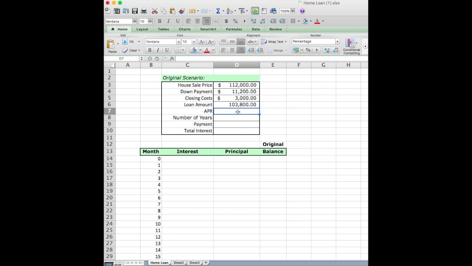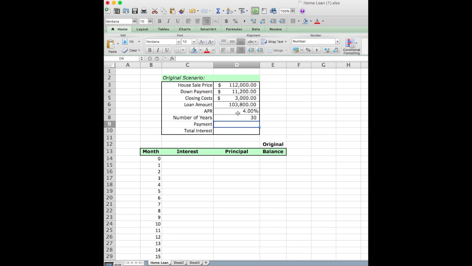For the APR, that's the interest rates. In our scenario, we qualified for 4% interest rate, so I'm going to put that in as 4. For the number of years, it was a 30-year loan, so I'm going to put that in as 30. And now we're ready to calculate the payments, the monthly payments.